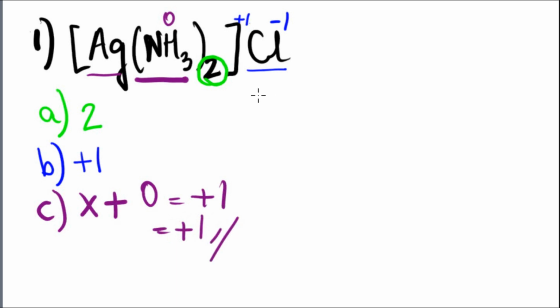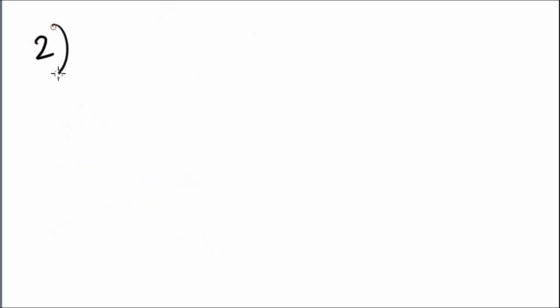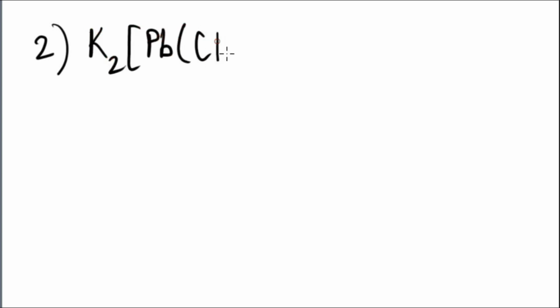So doing algebra, you can tell that silver has a charge of +1. All right, moving on to the second question that I had given you. You have the outer sphere, which is potassium, 2 molecules. You have lead with chlorine. A is the coordination number, and you can see there are 4 chlorines, so the answer is 4.